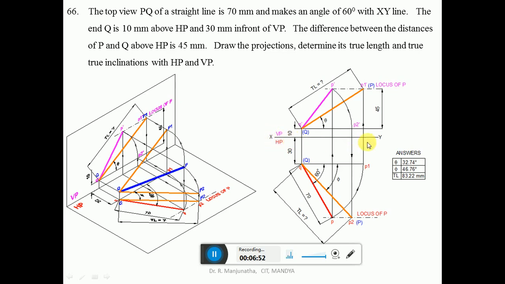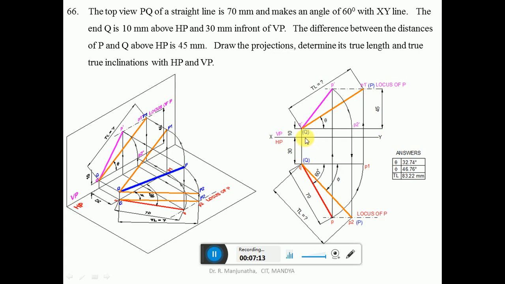First we will draw the XY line and mark XY, VP and HP. So he says Q is 10 mm above HP and 30 mm in front of VP. From the XY line you measure 10 mm above HP, that is above the XY line, because distance above HP is seen in the vertical plane. The vertical plane is above the XY line. So you mark the distance and draw a horizontal line.